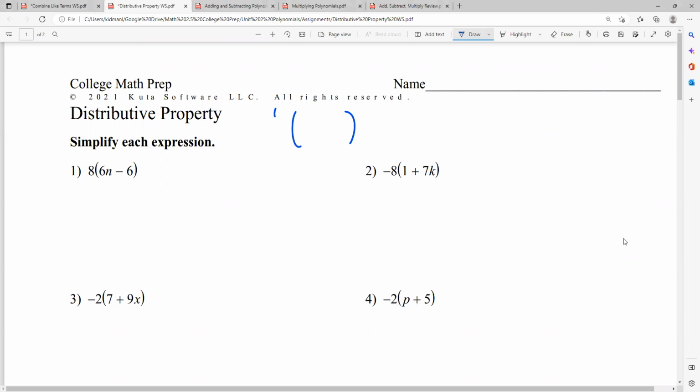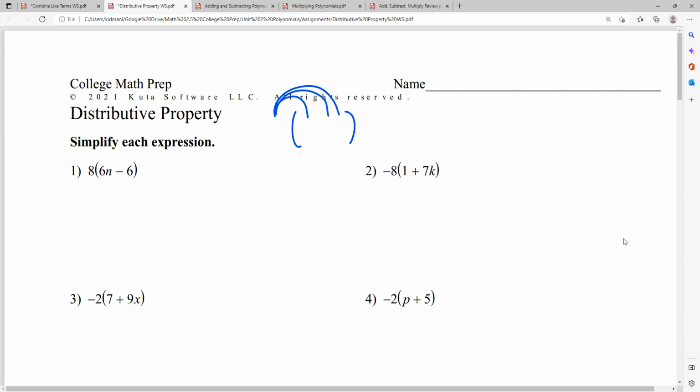So when we do that, whatever's on the outside is going to go to every single thing in the parentheses. If there's one thing, it goes to just one. If there's two, it goes to two. If there's 10, it would go to all 10. So what we do is we just multiply the outside numbers. If there are any variables, you're going to add those exponents together. So let's take a look at this one.